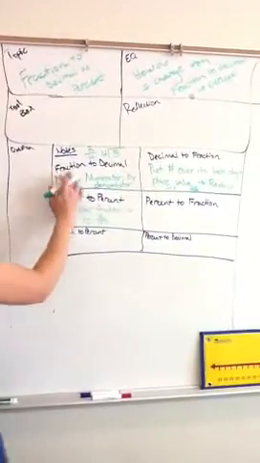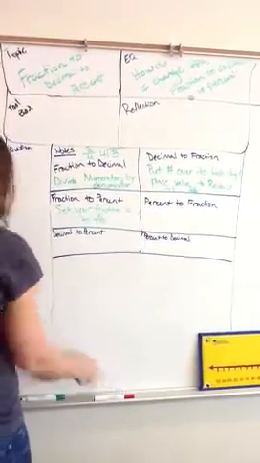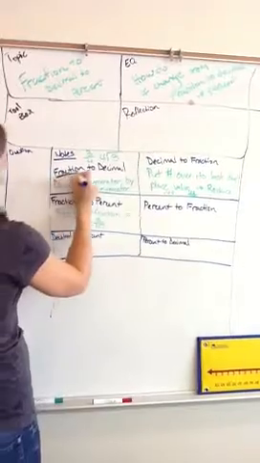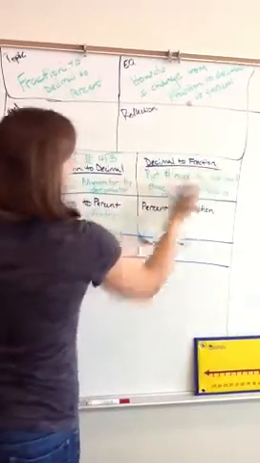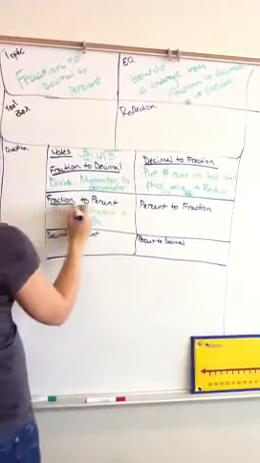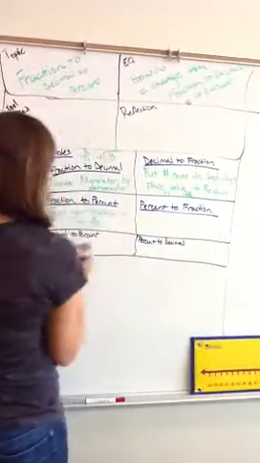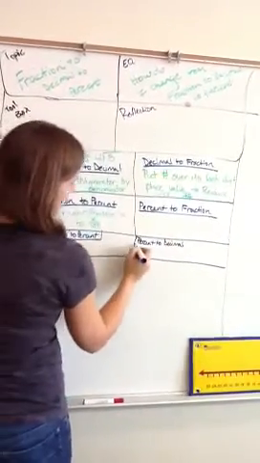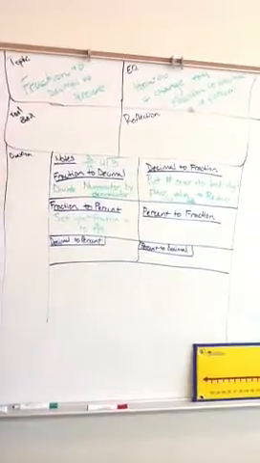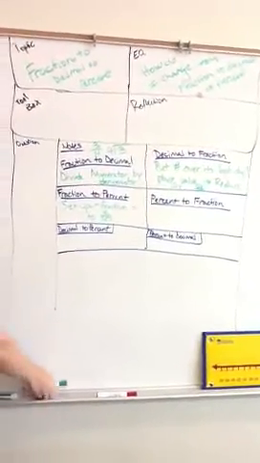We're going from fraction to decimal in this section. We're going from decimal to fraction in this box. Fraction to percent, percent to fraction, decimal to percent, and percent to decimal. Let's start with the first box.